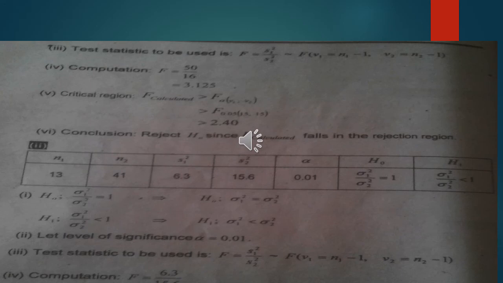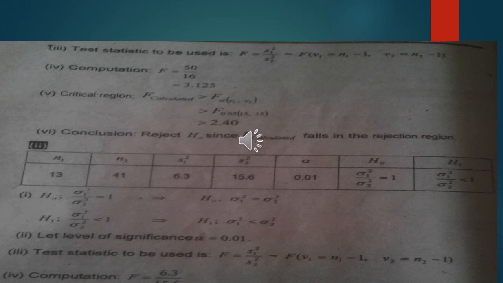After putting the values in the F statistic, S1 square over S2 square, S1 square was 50, S2 square was 16, so we got 3.125, and the table value of F relating to the degree of freedom, first degree of freedom N1 minus 1 and second degree of freedom N2 minus 1, at the alpha 0.05 is 2.40.